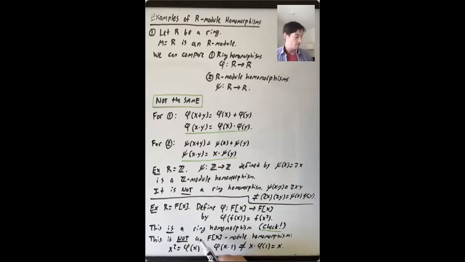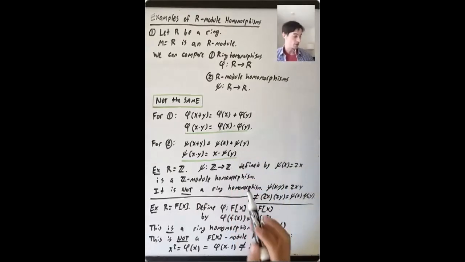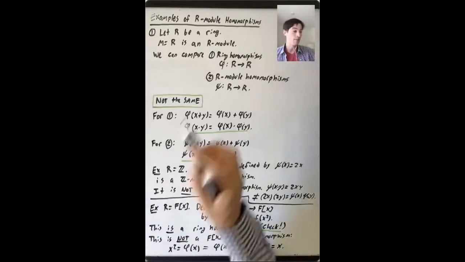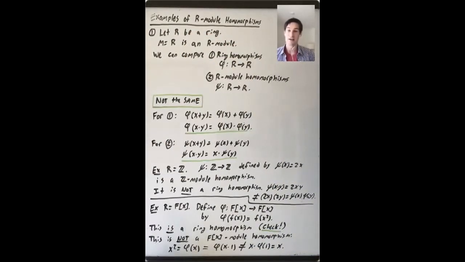So this map does not satisfy this condition that you need to be an R module homomorphism, but it is a ring homomorphism. So you have to be a little bit careful in comparing R module homomorphisms and ring homomorphisms in this really important case where you think of a ring as a module over itself.